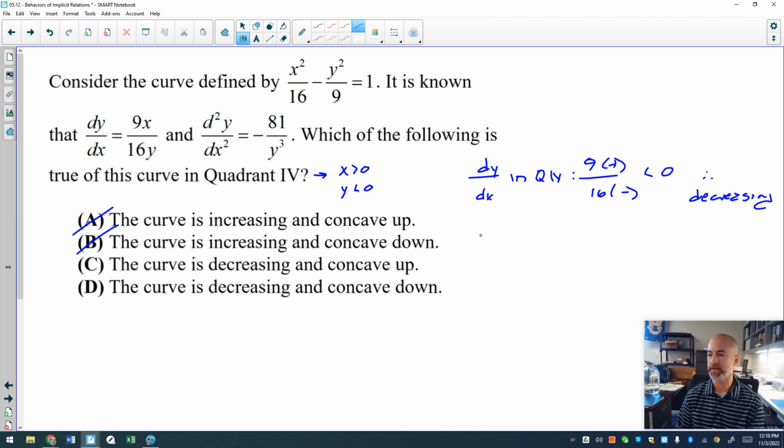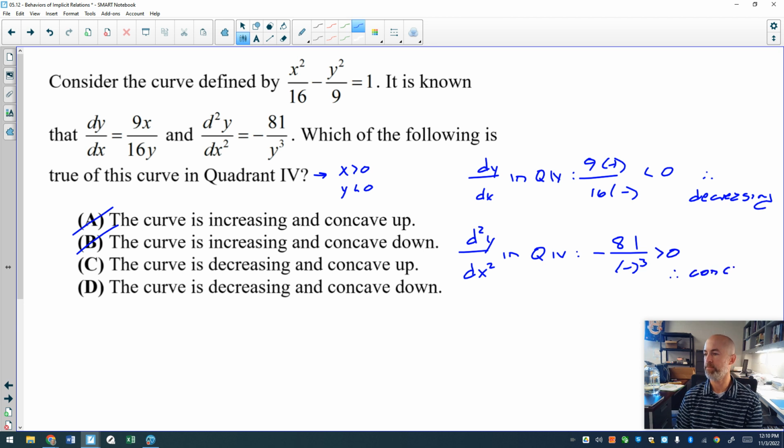And now the question of concavity, my second derivative in quadrant 4 would be negative 81, which is positive, but I'll write 81, over my y, which is negative cubed, and negative over a negative cube, that will ultimately result in a positive. Therefore, my function is concave up. And so we are decreasing and concave up. That is option C. And there we go.